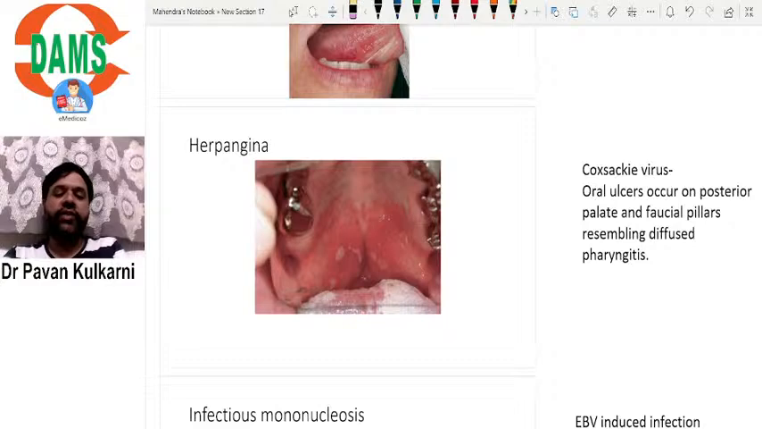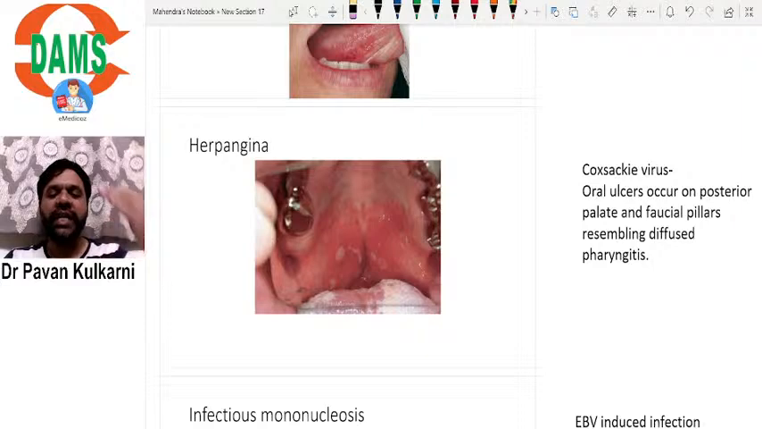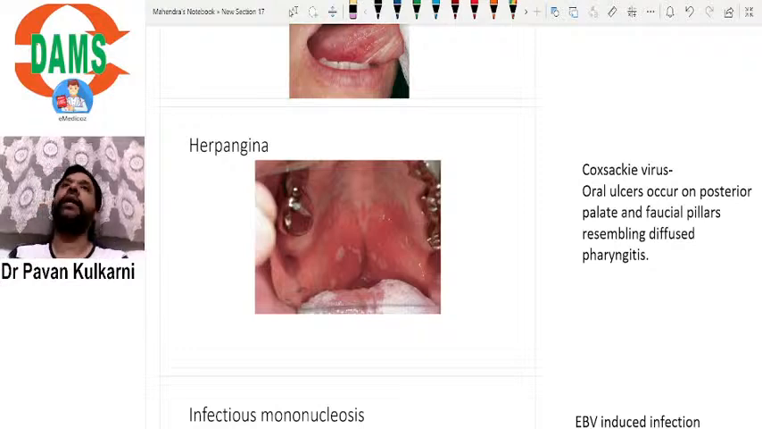Herpangina. Again, it's a Coxsackie virus infection. Same like your hand, foot and mouth disease, that's also a Coxsackie virus infection. But note that on the palate, only the posterior palate is involved. Anterior palate is totally not affected. You can see the redness area, the ulcers, all those are seen on the posterior palate only, not affecting the anterior palate.